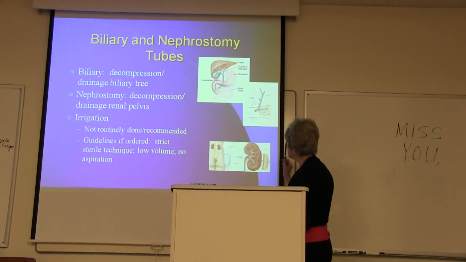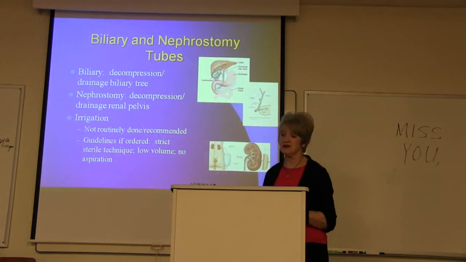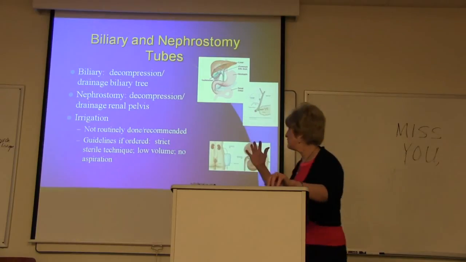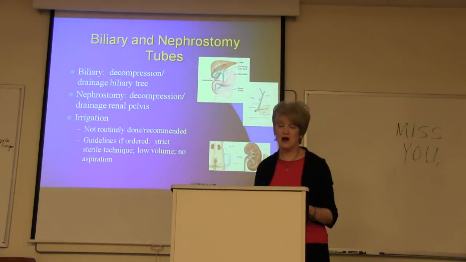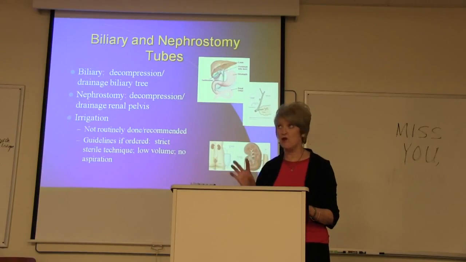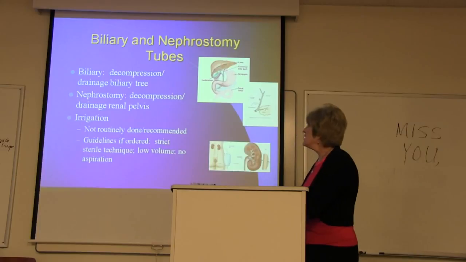And of course, nephrostomy tubes, you know very well, you have a tube that goes directly into the renal pelvis and decompresses the kidney. So both biliary tubes and nephrostomy tubes are placed simply to decompress and provide active drainage either of the biliary tree or of the renal pelvis.